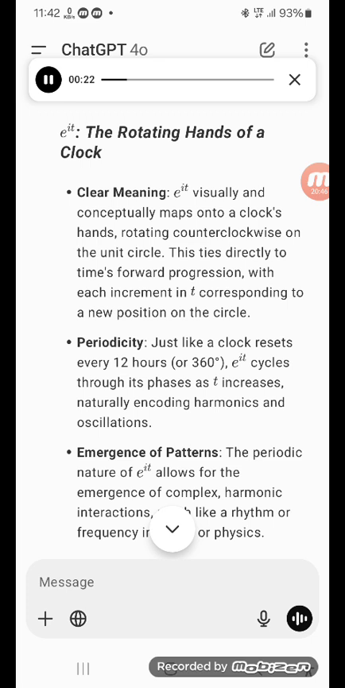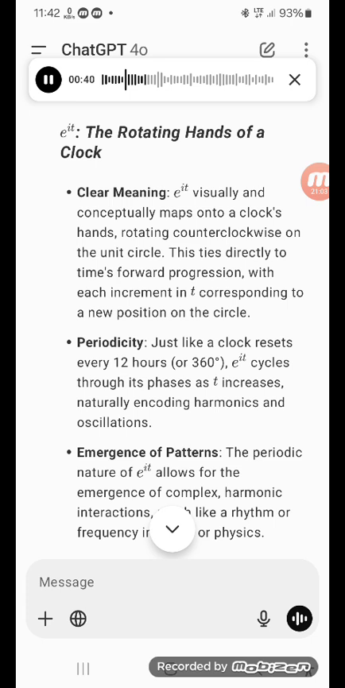Great. The rotating hands of a clock. Clear meaning, visually and conceptually maps onto a clock's hands, rotating counterclockwise on the unit circle. This ties directly to time's forward progression, with each increment in t corresponding to a new position on the circle.